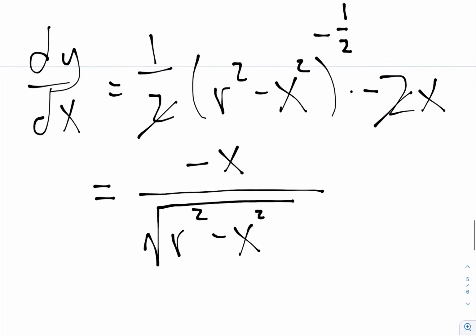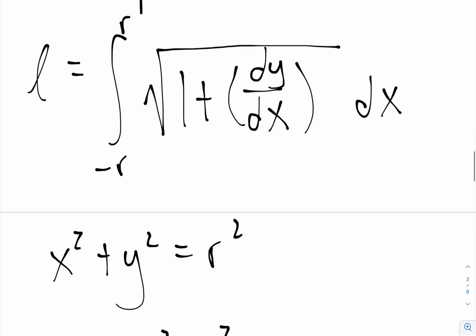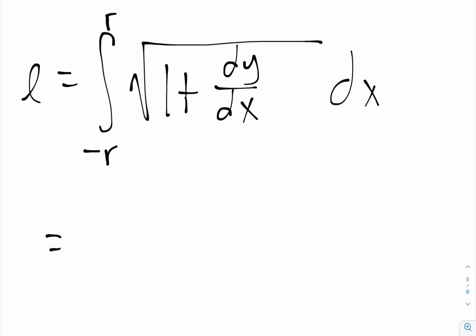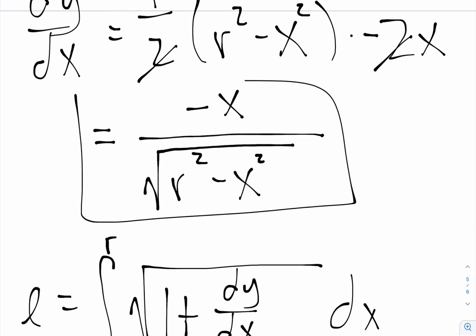Now that we have dy by dx, we can just plug that in to our formula for arc length that we just derived. So the arc length of the circle, L, that's going to be the integral from, or not r, negative r to positive r of the square root of 1 plus dy by dx. I'm sure you're getting tired of me writing this, but now that we know dy by dx, we can just plug that in. So 1 plus dy by dx, that's negative x over the square root of r squared minus x squared.